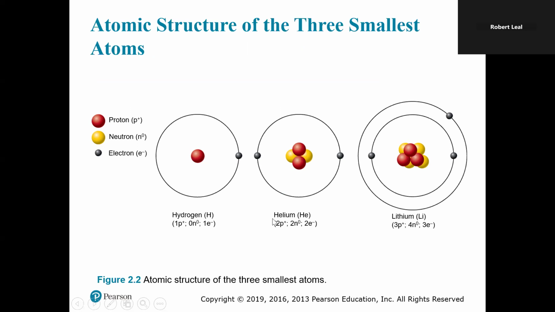Now let's look at the atomic mass, which is the protons plus neutrons. Neutrons here in yellow have no charge. Well, for hydrogen, there is no neutron. So the atomic mass would be 1. For helium, there's 2 protons, 2 neutrons. So the atomic mass is 4. Lithium, let's see, you got 3 protons, you got 1, 2, 3, 4 neutrons. So the atomic mass here is 7.